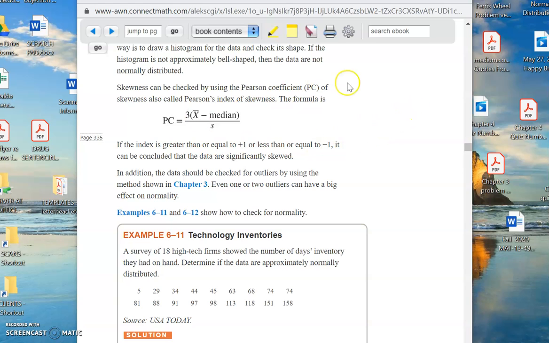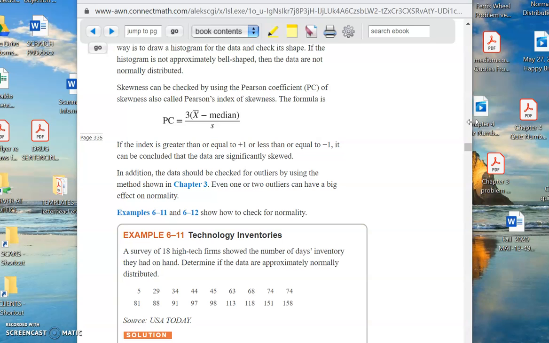In any event, here's the formula, the so-called Pearson Coefficient. You use a calculator to do this calculation and you come up with a number. It's 3 times, in parentheses, x bar minus the median, divided by s, the sample standard deviation. If the index is greater than or equal to +1, or less than or equal to -1, in other words, if it's significantly away from 0, then we say that it's significantly skewed.